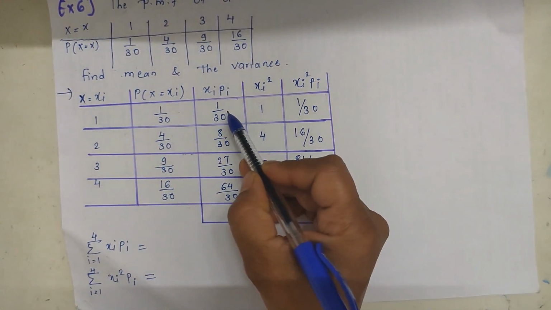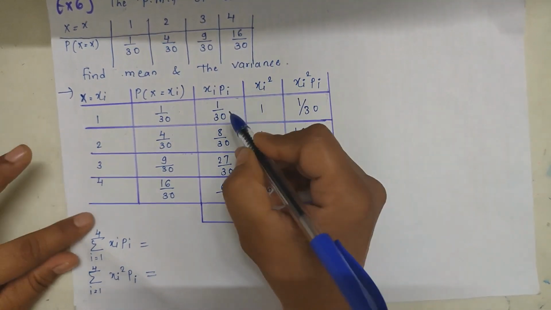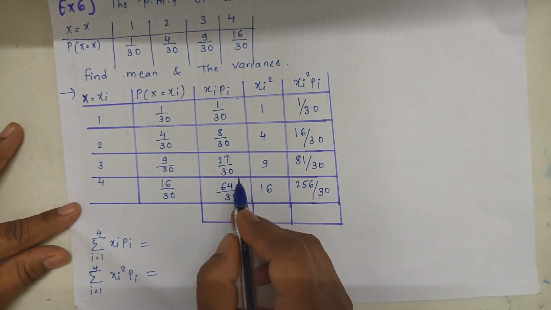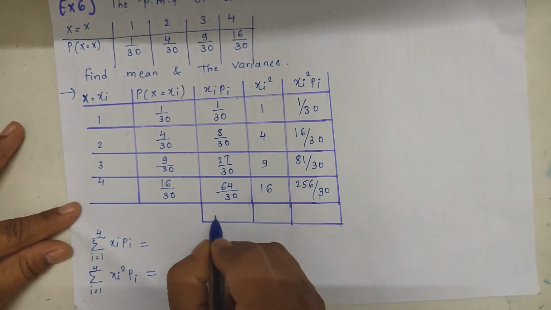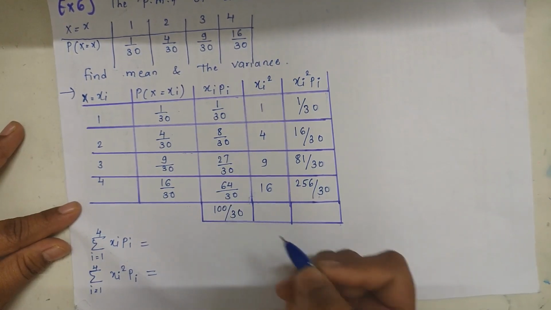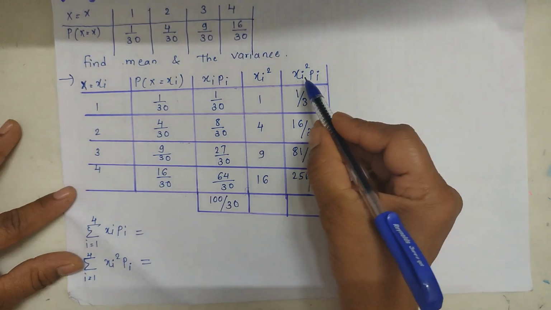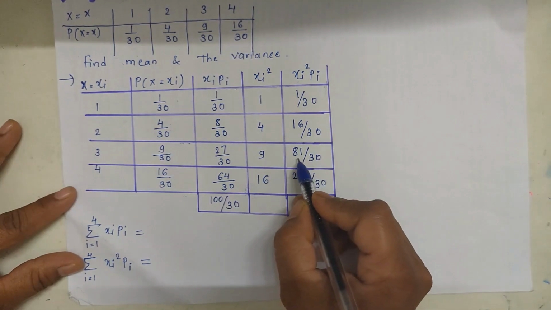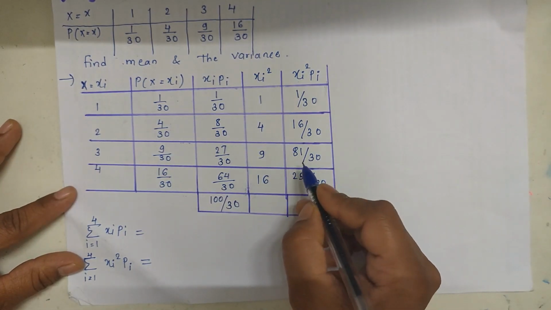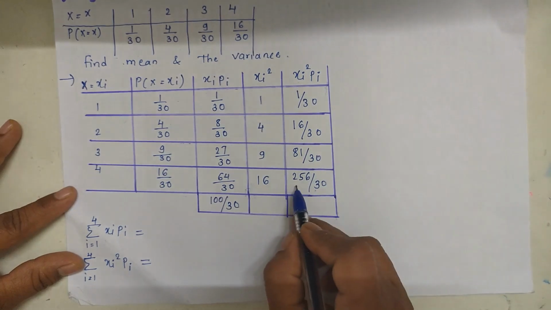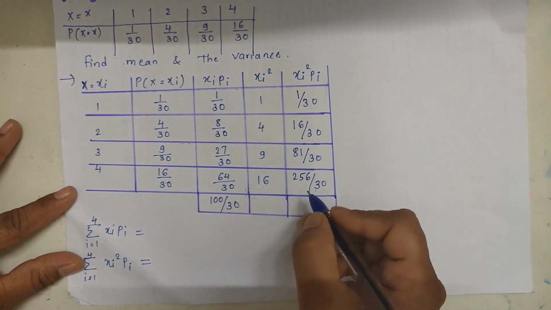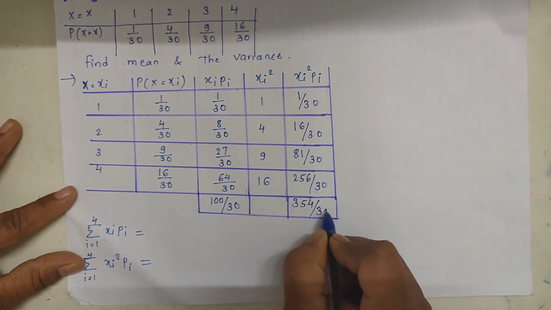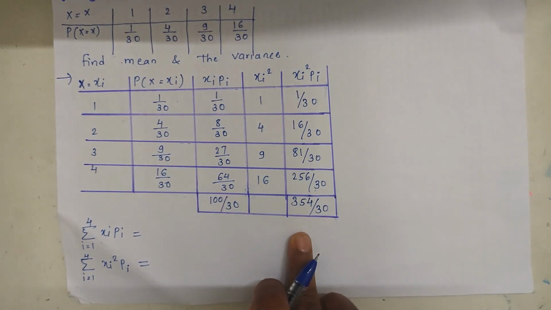Here find the sum of all xi pi. So adding 1 by 30 plus 8 by 30, 9 by 30, plus 27 by 30, 36 by 30, plus 64 by 30, that is 100 by 30. This is the sum of xi into pi. And also the sum of xi square pi: 1 by 30 plus 16 by 30, 17, 17 plus 81, 98, 98 plus 256, 354 by 30. This is the sum of xi square into pi.